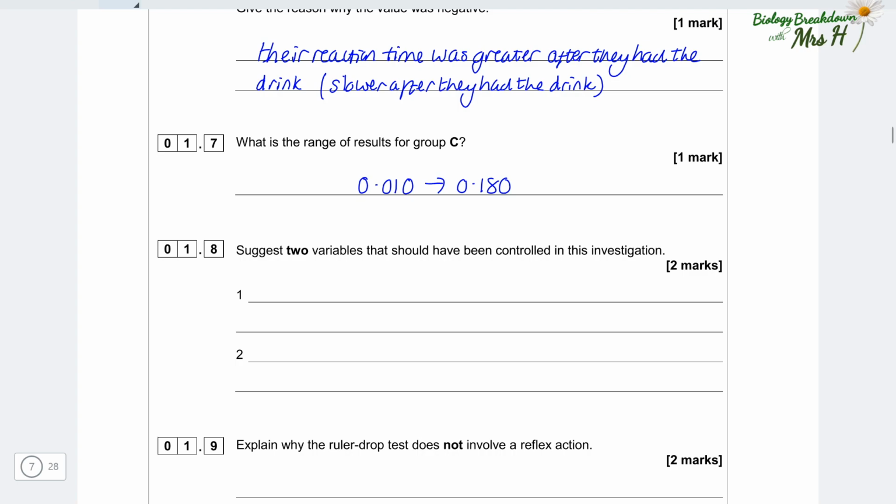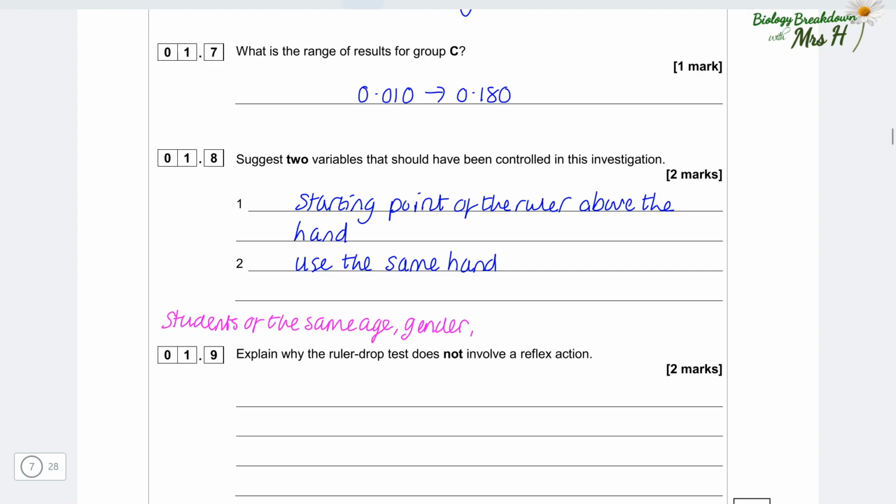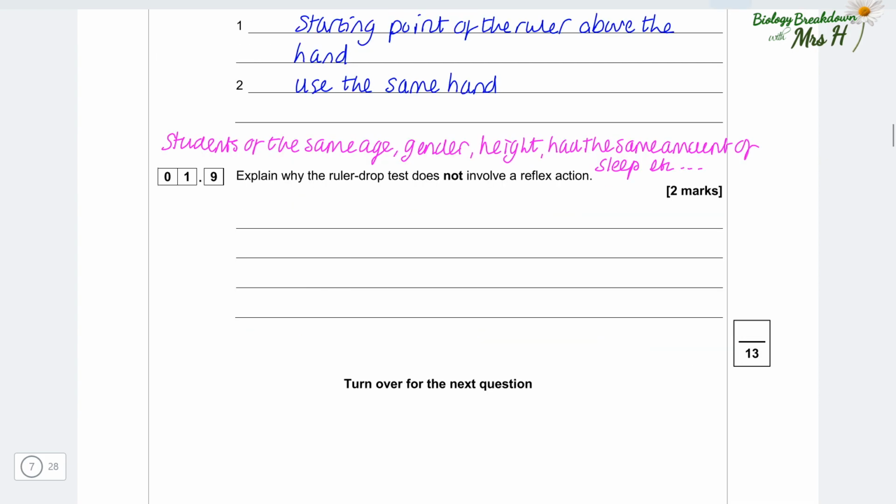There are lots you could choose for, so I'm going to go for the starting point of the ruler needs to be placed above the hand and use the same hand as well. And then you could have written students need to be of the same age, same gender, height, having had the same amount of sleep, etc. But make sure you only write 2 and 1 on each line.